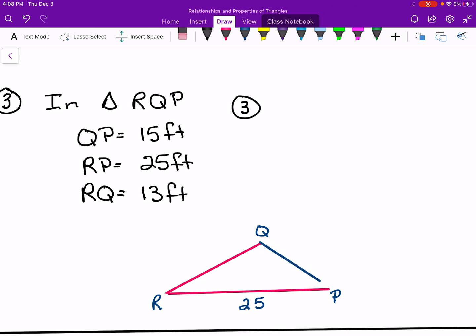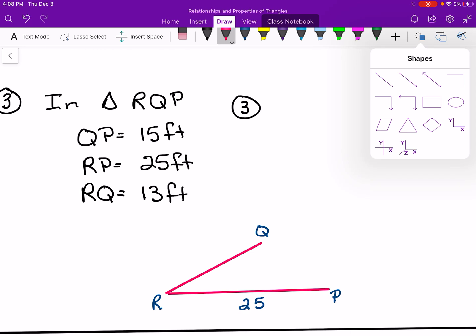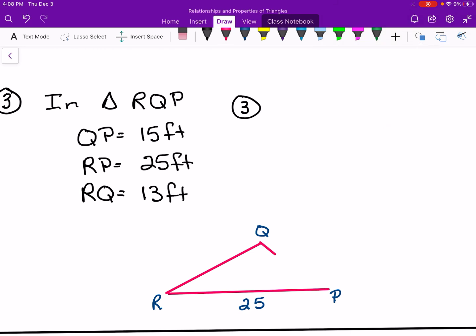Get my line back. Well, we're just going to leave it like that. From Q to P is going to be my 15. My iPad is not cooperating, kids. Let's try it again. There's that. Now from Q to P is the 15, and from Q to R is the 13, and from R to P is the 25.